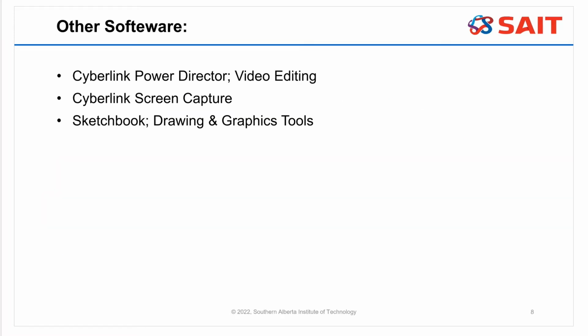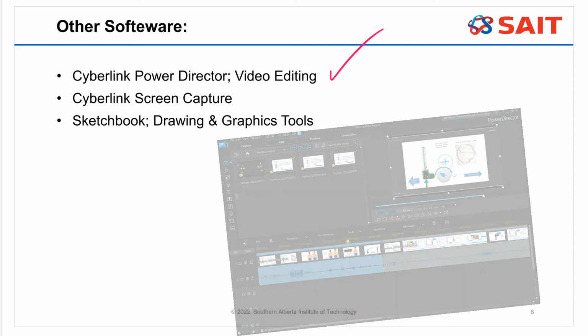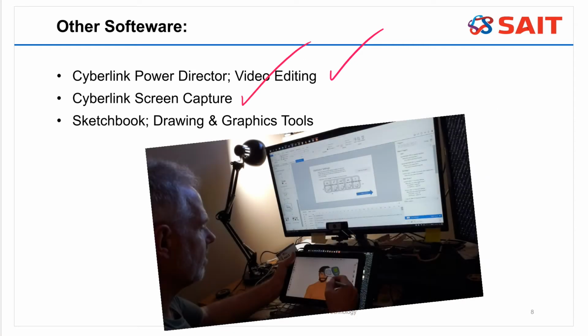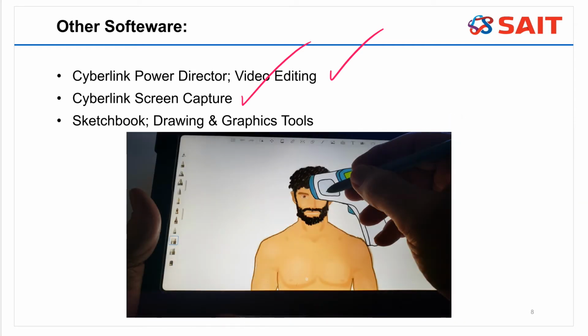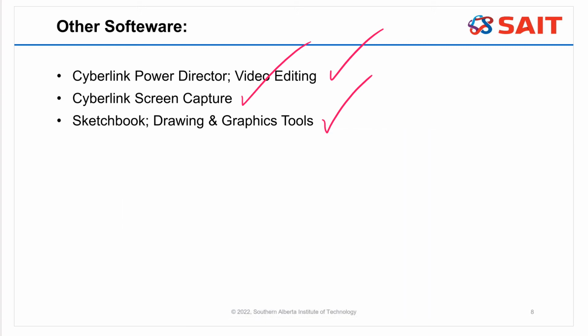There is some other software that I did use in my productions, such as the video editing using an online video editor, such as Cyberlink PowerDirector, which is very quick and intuitive, but still it's another skill that you need to have. And I also used the Cyberlink screen capturing to do things like I'm doing right now, and Sketchbook for drawing and graphics. That was important. I used Photoshop on occasion, but I found Sketchbook was actually more useful to me to manipulate some of the drawings that you'll be seeing in your presentations.